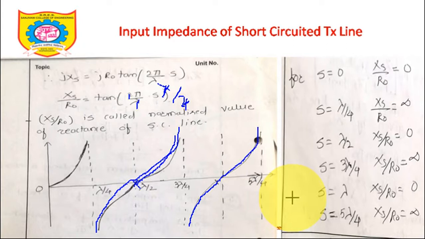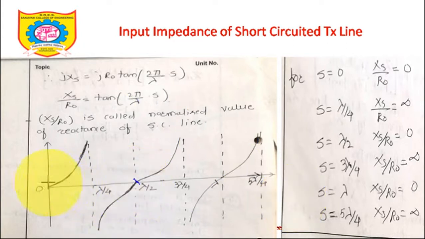Now what conclusion can we make? If you closely observe, the pattern is going to repeat after every lambda by 2 distance. Lambda by 2, lambda, 3 lambda by 2, the pattern is repeating. Even if you take an example of 3 lambda by 4 and lambda by 4, the pattern is repeating. This means the maxima and minima are observed, which we have observed already. We are going to understand all these things in detail once we start with the Smith chart. So this is the waveform which we have drawn.